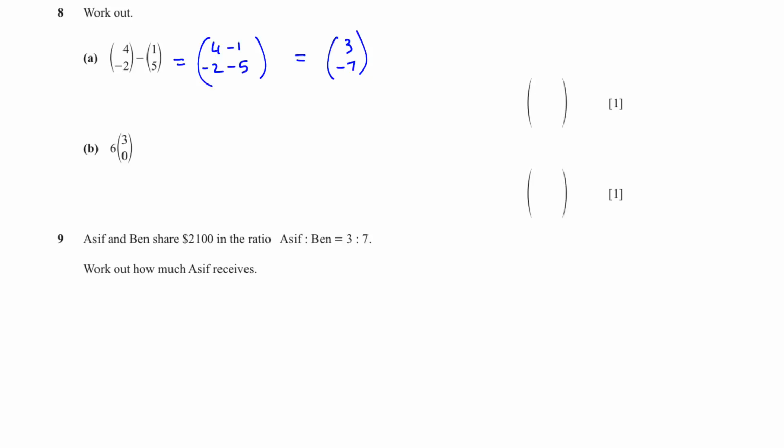When you have a number outside, it means we multiply that number with the numbers inside. 6 multiplied by 3 is 18 and 6 multiplied by 0 is 0.